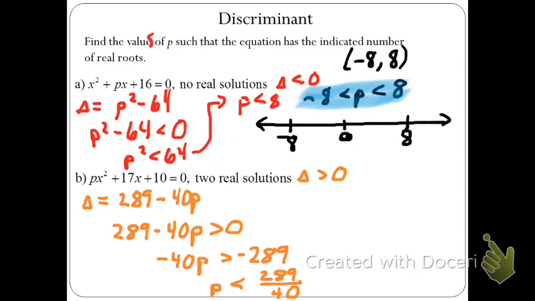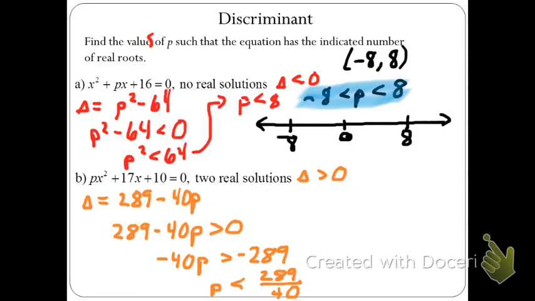I told you this one was a little easier than the previous one. We knew the discriminant had to be positive, so it had to be greater than 0. If you do b squared minus 4ac, you find out that the discriminant here is 289 minus 40p. And so you set that greater than 0. Remember, when you solve that inequality and you divide both sides by a negative value, you've got to turn the inequality symbol around. So you find out that p has to be less than 289 over 40. That's about 7.25. Anything less than 7.25, and this equation has two real solutions.